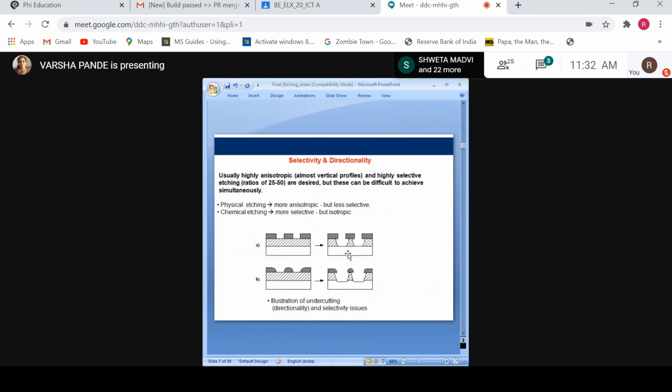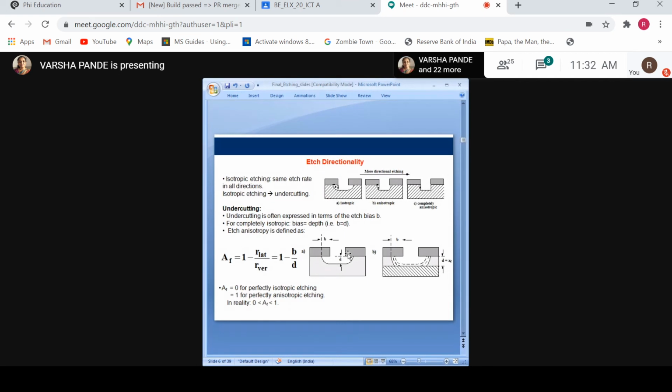Now the same thing is shown here. Directionality: you can see in the first diagram it is isotropic. Isotropic means below the mask the etching will happen. This one is somewhat anisotropic, meaning very little under etching has happened, and this one is completely anisotropic. In the third diagram, only the vertical etching is done, horizontal etching is not done. And actually, we want etching as per the third diagram.